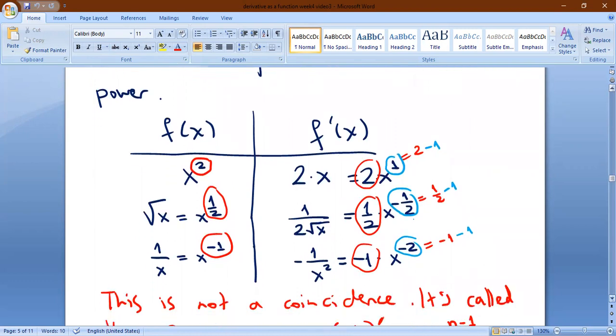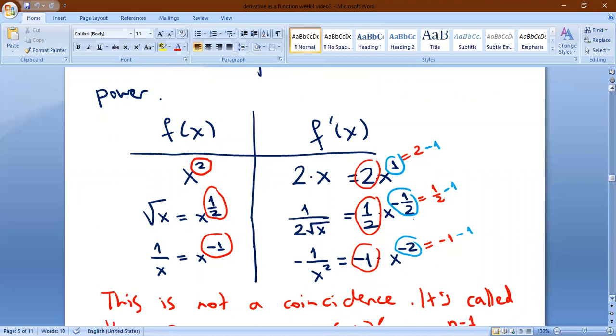Or like the square root of x, it's a power function with power 1 over 2, and look at the derivative, 1 over 2 times square root of x, but that's also equal to 1 over 2 times x to the minus 1 over 2. So that 1 over 2 is actually the old power, times x to the new power, minus 1 over 2, but that's actually the old power 1 over 2 minus 1. And then the last example, 1 over x is equal to x to the minus 1, and it became minus 1 over x squared. But minus 1 over x squared can be written as minus 1 times x to the minus 2.